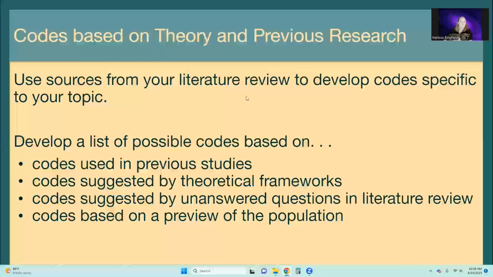Use sources from your literature review to develop codes specific to your topic. Develop a list of possible codes based on codes used in previous studies, codes suggested by theoretical frameworks, codes suggested by unanswered questions in the literature review, and codes based on a preview of the population. That's kind of like using grounded theory.